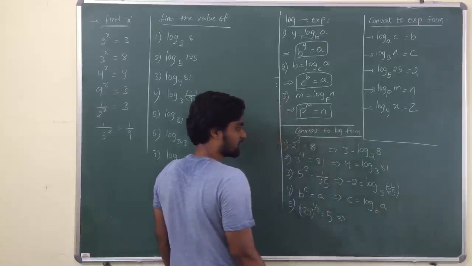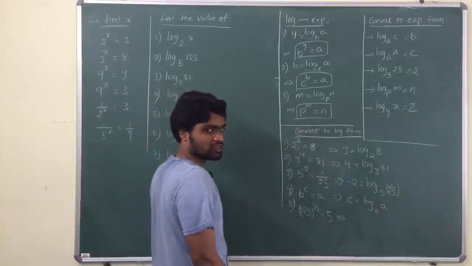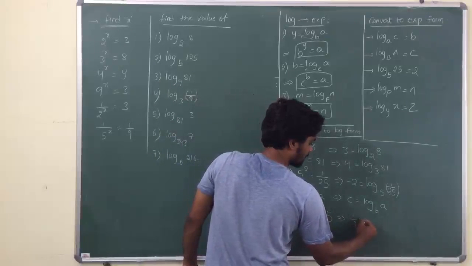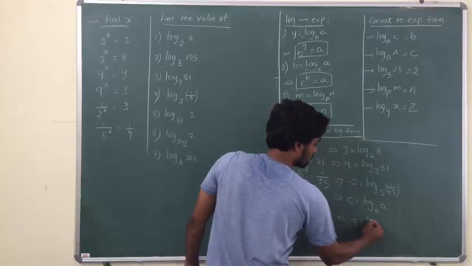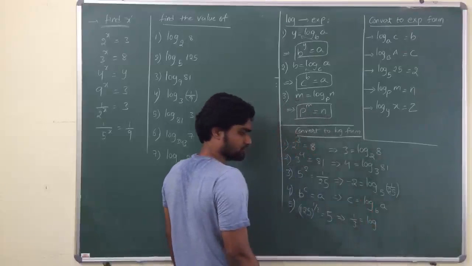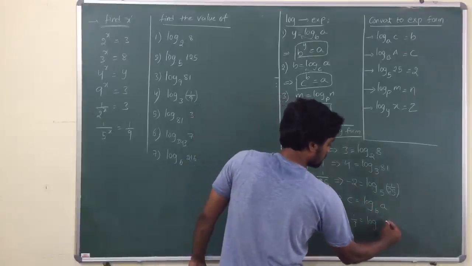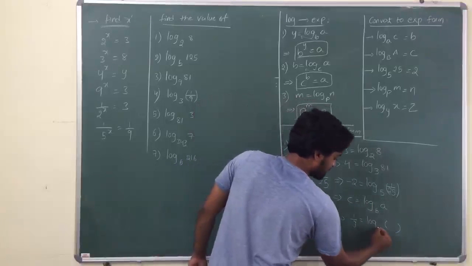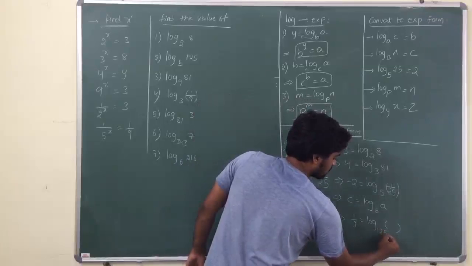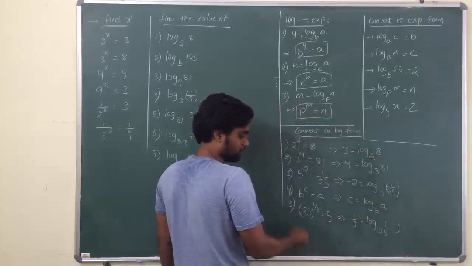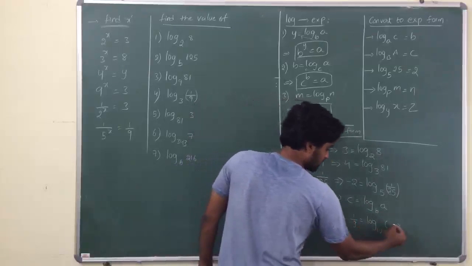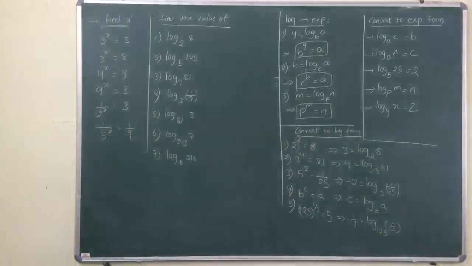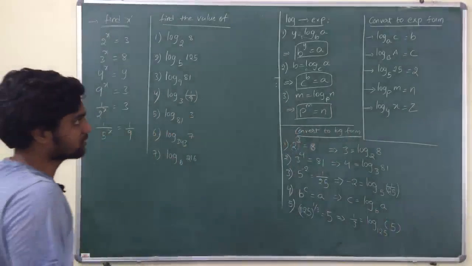Until you're comfortable writing the direct step, follow the stepwise procedure. What is the exponent here? 1 by 3 is equal to logarithm of, we'll write this number later. First we'll write the base. What is the base? 125. And what is the number left out? 5. That is the way of converting.